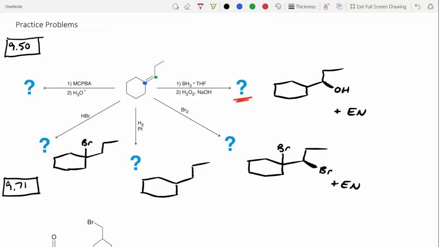All right, what does mCPBA and peroxide do? It's going to be anti, and it's going to install two of what? Two alcohols. Is the m usually lowercase? It's normally lowercase. Occasionally, the Klein textbook, he's not consistent with it, though. All right, so we could have an alcohol here. We could have an alcohol here. Do we have to worry about a mixture of stereoisomers? Yes. So I'll just write plus EN underneath.